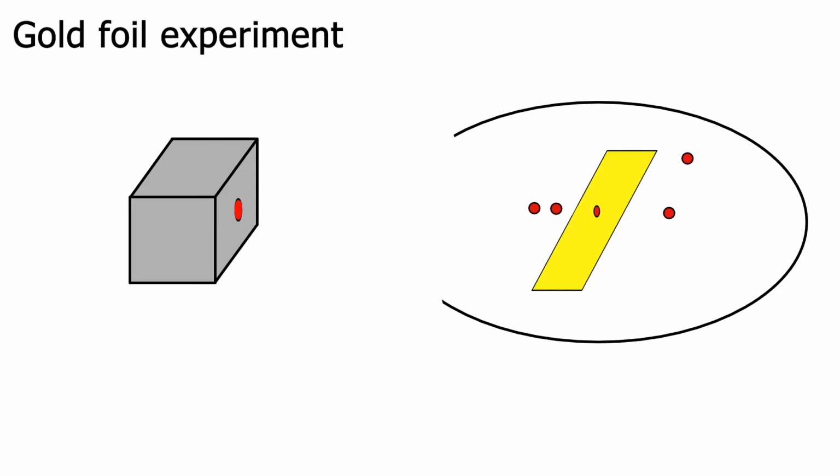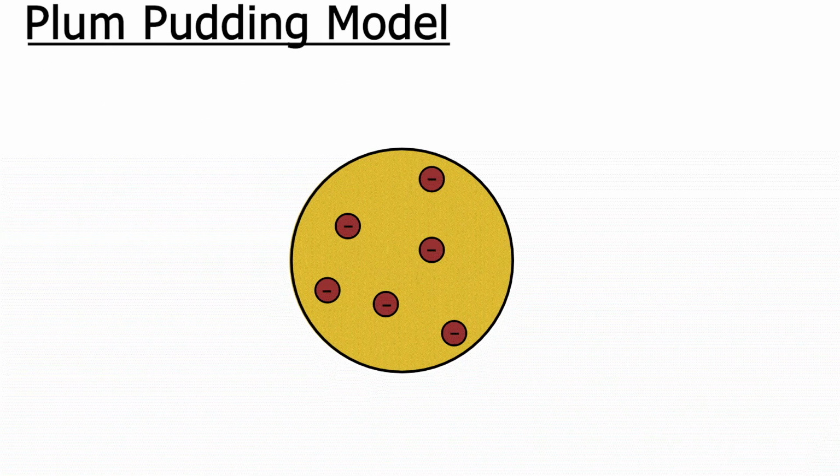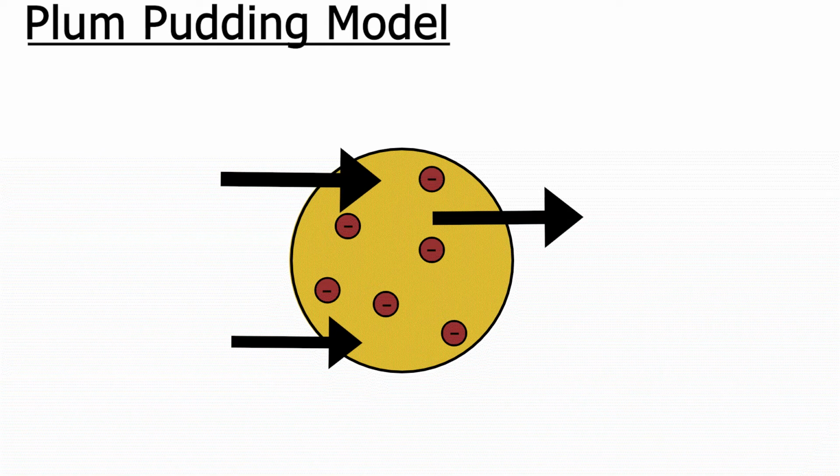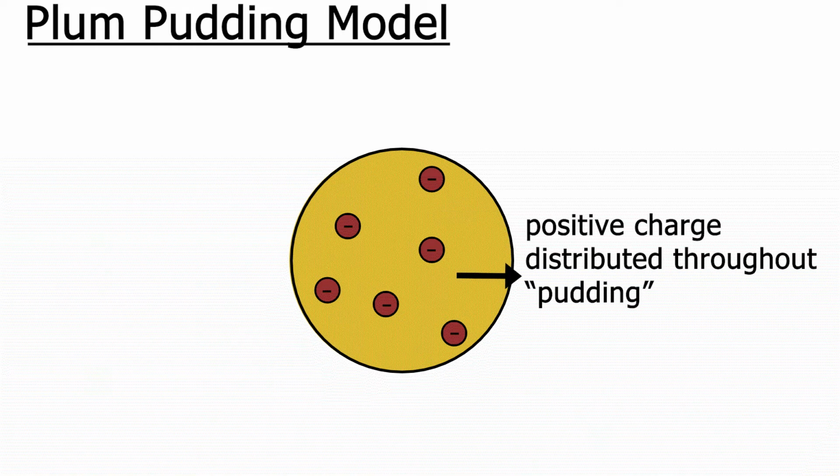What the gold foil experiment consisted of was shooting positively charged alpha particles at a thin sheet of gold foil. Now, having prior knowledge of the plum pudding model, Rutherford expected the particles to pass through with ease with little to no deflection, as the plum pudding model displayed that the positive charge of the atom was thought to be spread out throughout the pudding of the atom. However, the gold foil experiment said otherwise.